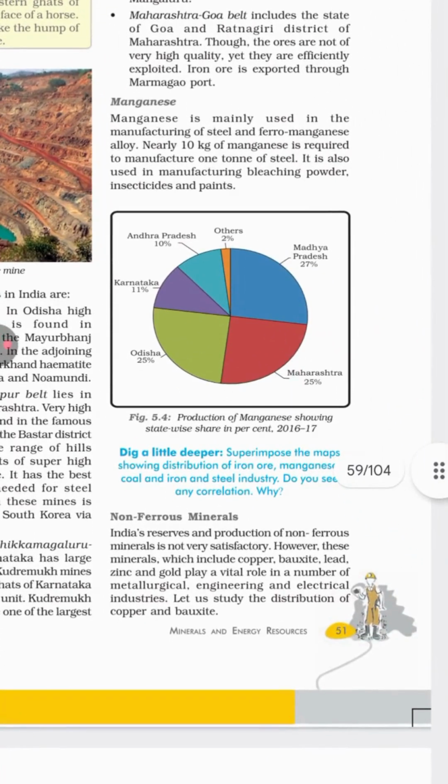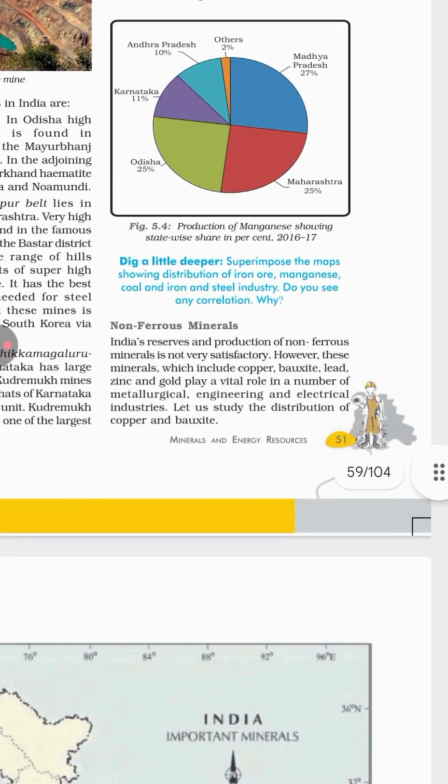Now, manganese. Manganese is used for making steel. Manganese is also used in making bleaching powder, insecticides, and paints. Non-ferrous minerals are basically copper and bauxite. Bauxite, what is it? Bauxite is the ore of aluminium.